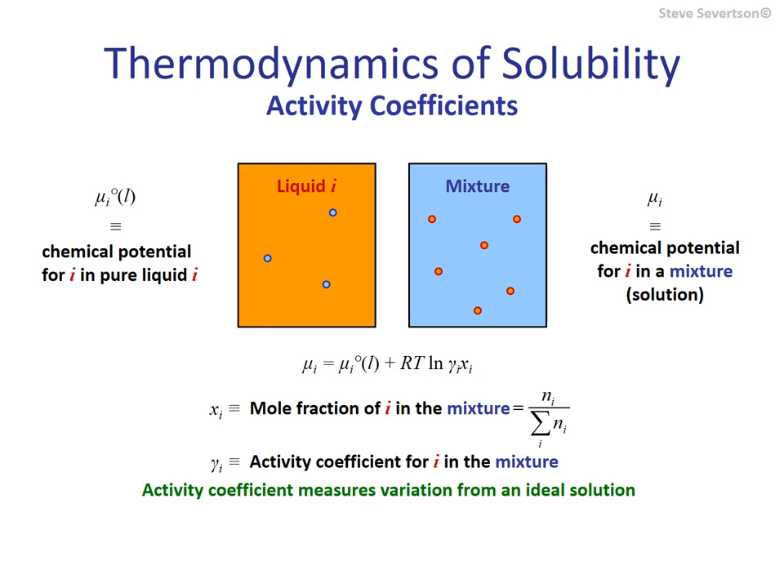The activity coefficient can be thought of as a correction factor, which accounts for non-ideal behavior. Now, the definition of non-ideal behavior depends on how you define ideal behavior, and there are a variety of ways that this can be done. Here, we adopt the definition of an ideal solution as one that obeys Raoult's law.